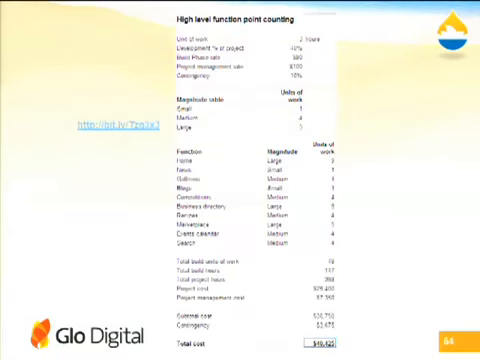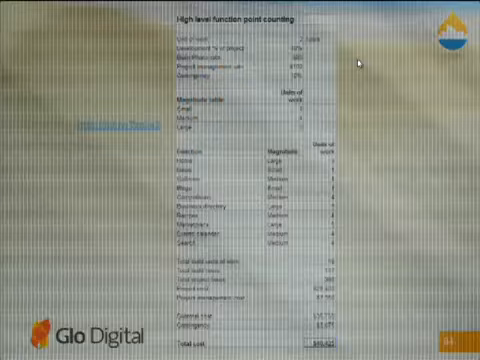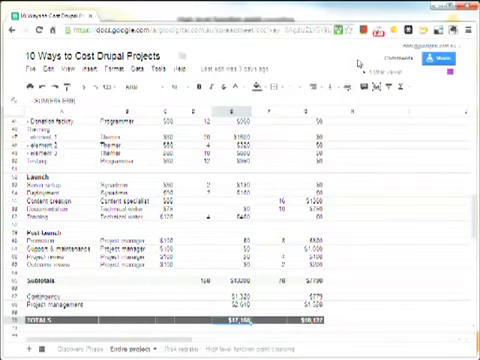I won't go to the spreadsheet, but basically here is where we put this together. Maybe I will go to the spreadsheet because it's a bit complex. High-level function point counting.